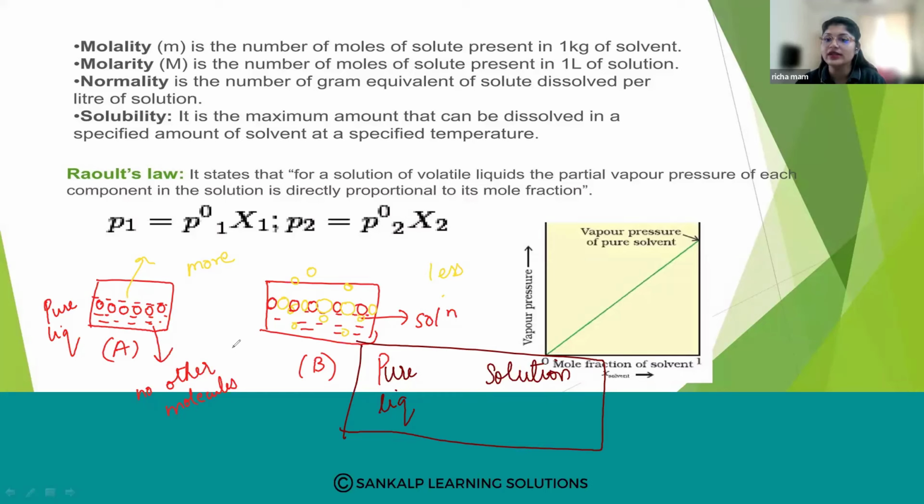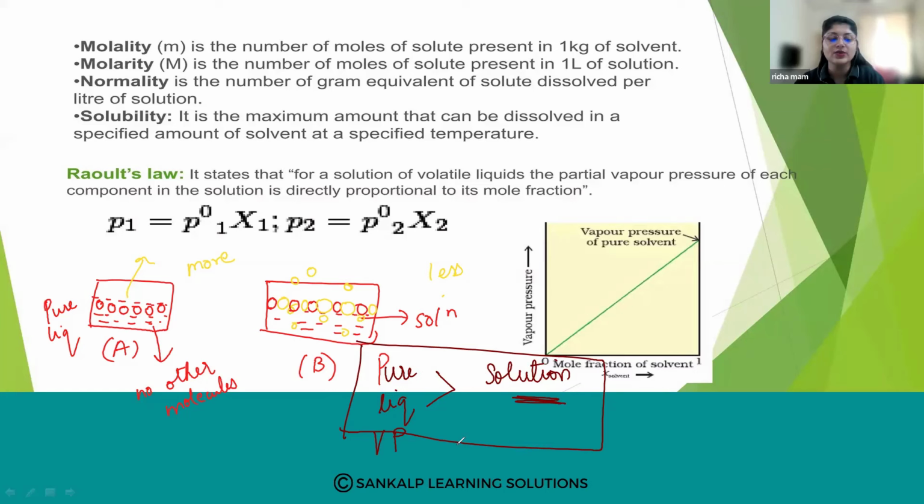In the solution, there will be two or more different molecules present, because a solution consists of solute as well as solvent. So the vapor pressure of the pure liquid will be more as compared to the solution. The pure liquid forms more vapors, so due to the presence of more vapors, the vapor pressure will be more.